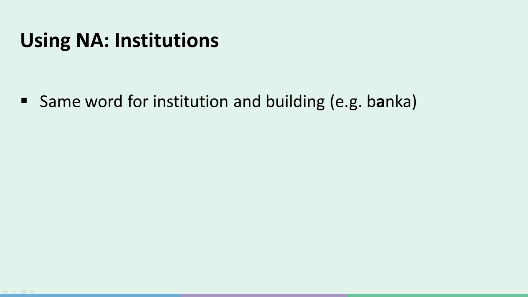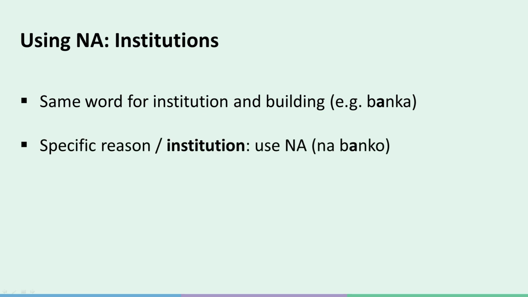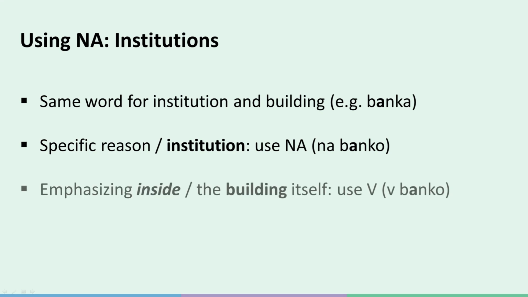When talking about an institution, say for example a bank, we use the same word for the building and the pretty abstract thing that is a bank. If we have the organization or institution in mind, we use na. So, if we're going to a bank for a specific reason that obviously has to do with the bank, it's na. If we really want to emphasize someone or something going or being inside of the building that is the bank, we can also use u, but that's much rarer.